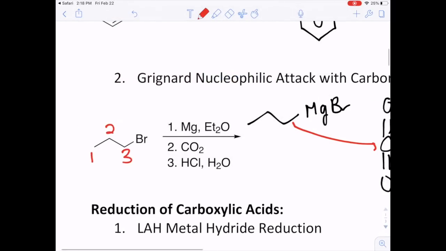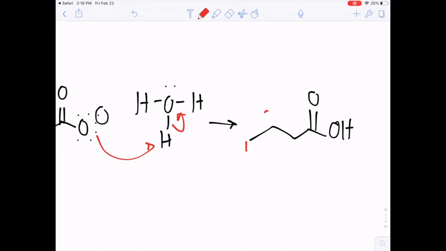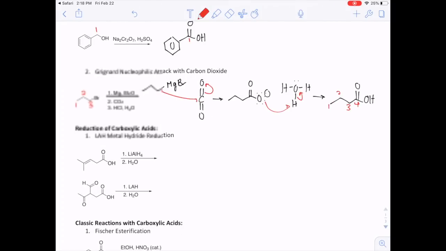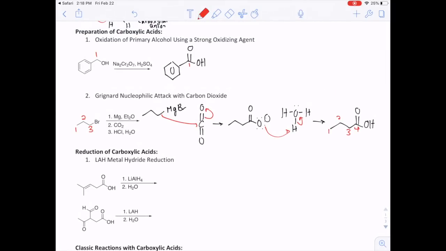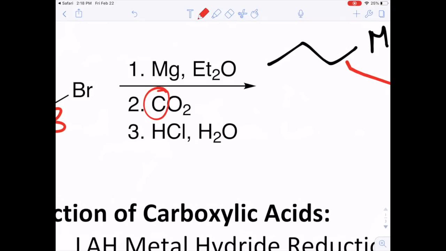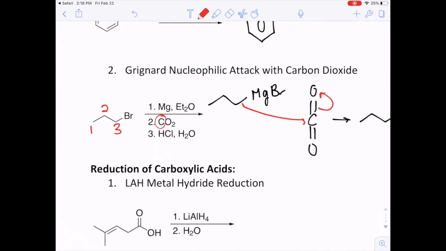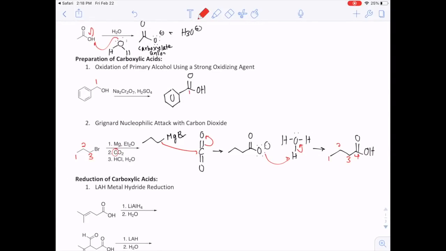So 1, 2, 3, and then if I go back over here, it's actually 1, 2, 3, 4. The difference is that when I do the oxidation of primary alcohols, I retain the same number of carbons that I had in my starting material, but when I do the Grignard nucleophilic attack with carbon dioxide, I'm adding one additional carbon, and that's evident right here in that carbon dioxide step. We're adding a fourth carbon to this chain, so that's something to be cognizant of in synthesis. If you see that you're adding one carbon in the ending material, you must have gone through some sort of Grignard nucleophilic attack with carbon dioxide.